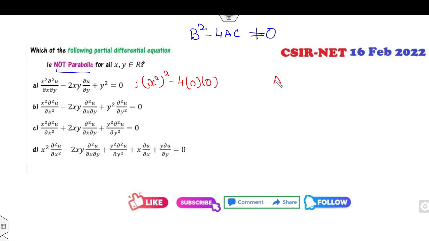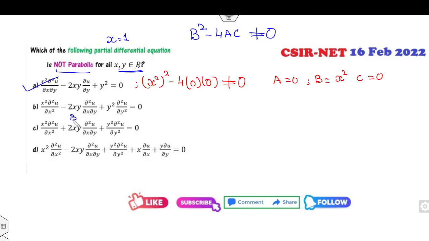Look at that first case. A is my 0, b is my x square, c is my 0. So clearly this number is not always 0 whenever x and y belong to R. I can choose x as 1. So that means a non-zero value is parabolic.